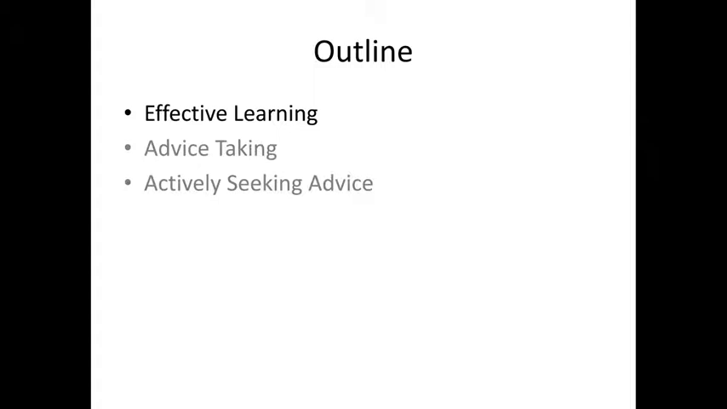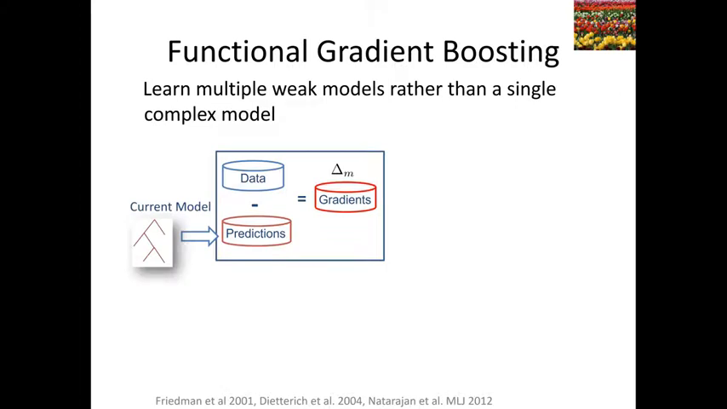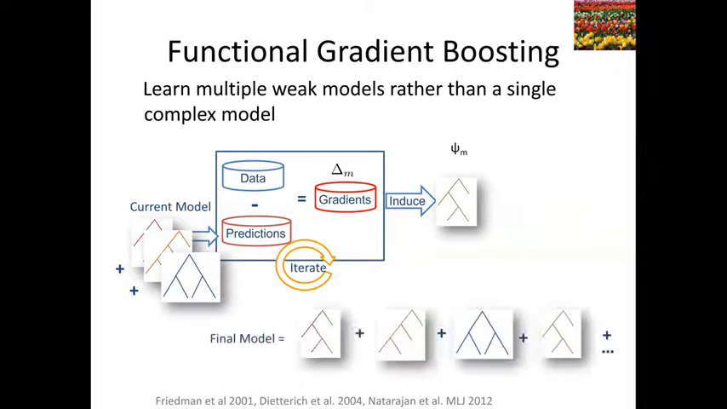So our effective learning is really built upon this idea of functional gradient boosting. And the idea in functional gradient boosting is very simple. You start with an initial model, okay? And then you look at the data, make predictions on this data, and compute the gradients. The gradients become the weights of these data points. What you do is you learn a new model to fit to these gradients, not to the original data, but only to the gradients. Now add this to the model and keep going until convergence, right?